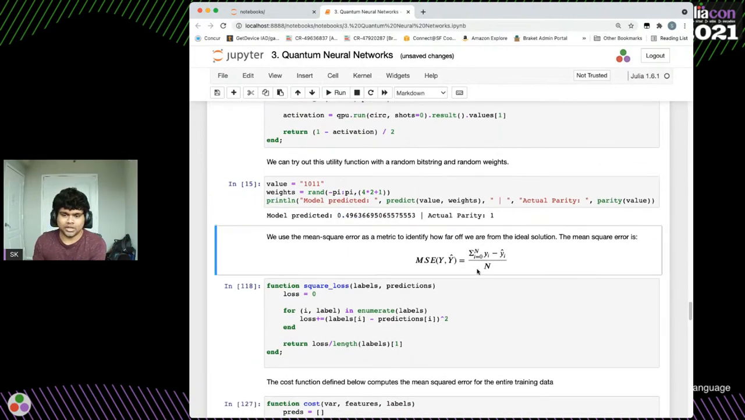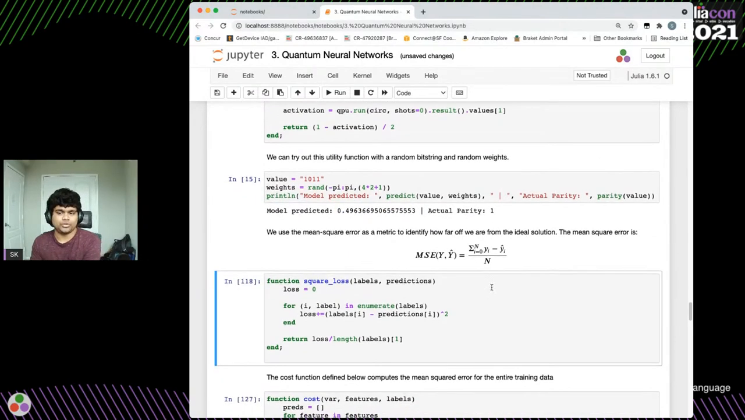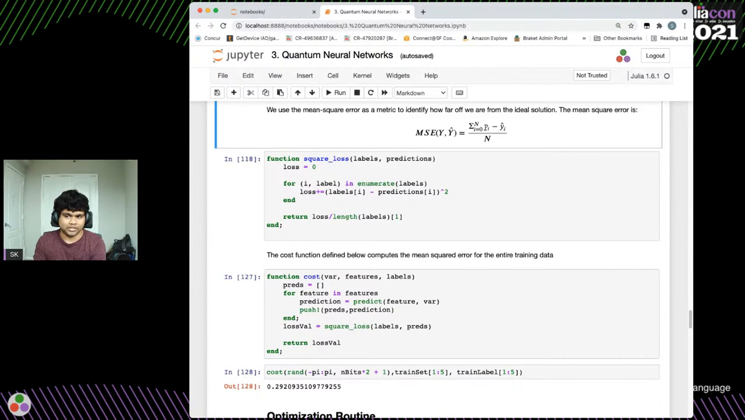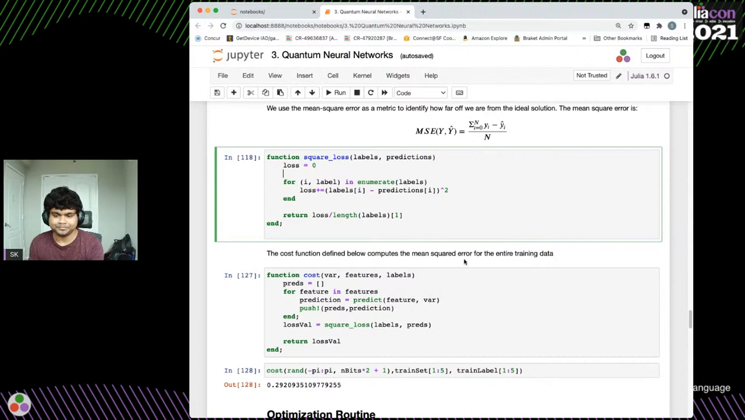So the next step is to define a loss function, which tells you how far away we are from the ideal output. What the square loss does is that it takes the set of predictions that your model made, takes the original labels for each data point, subtracts them, and then averages over all of the data points in your training set, right? So that's basically the definition of the square loss.